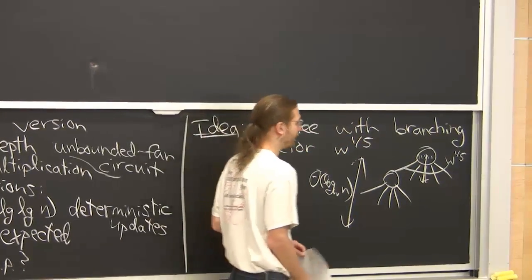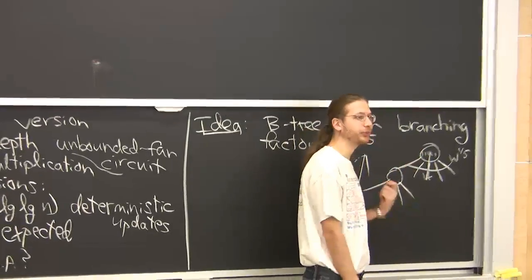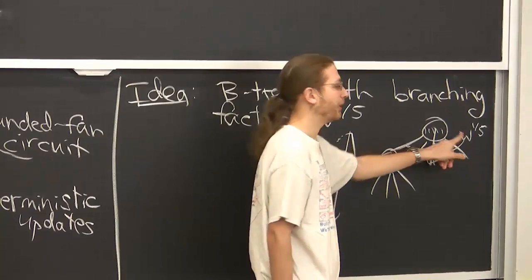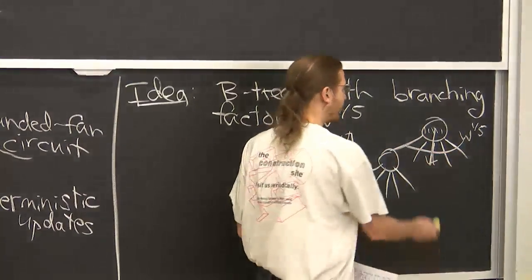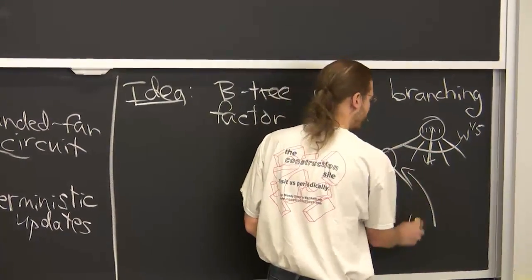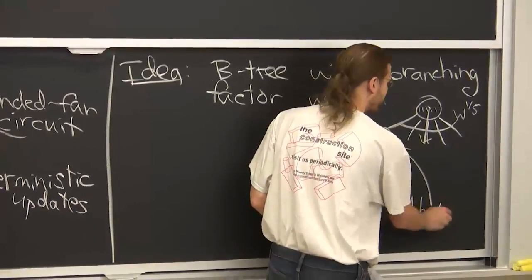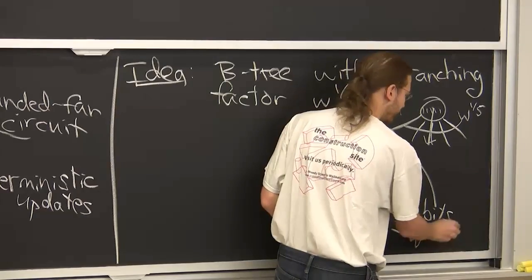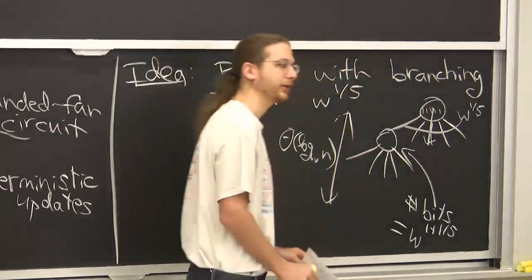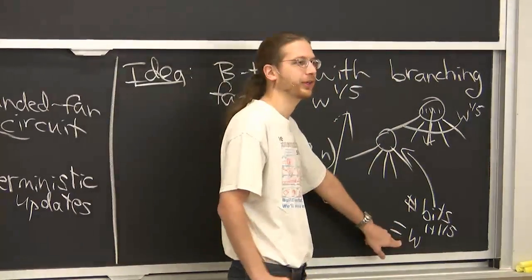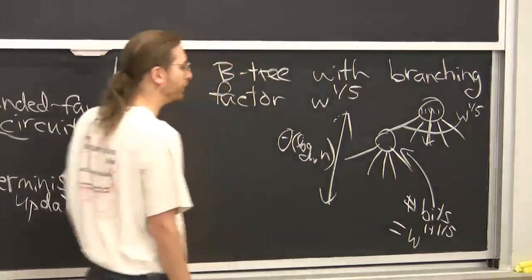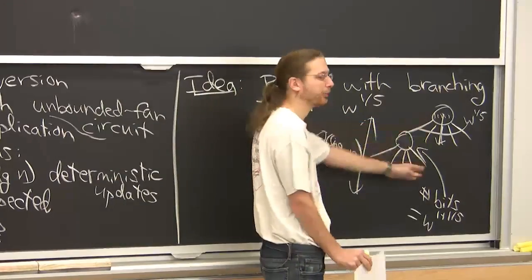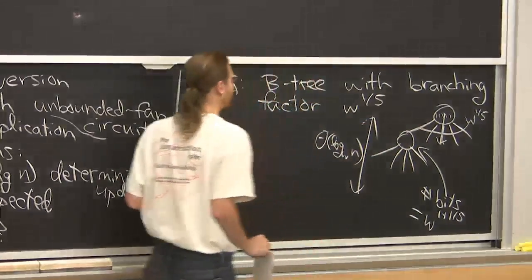Think about it. Each of these keys is W bits long. There's W to the 1/5 of them. So the total number of bits in a node to store all those keys is W to the 1 plus 1/5, which is a lot. There's no way you can read all those bits in constant time. You can only read order W bits in constant time. So we can't look at them all. Somehow we still have to figure out which way to go correctly in constant time.